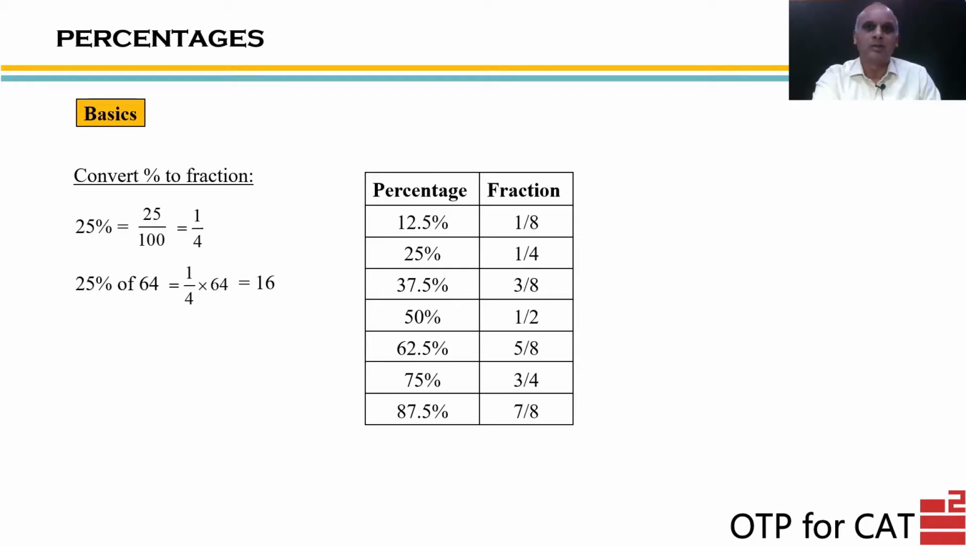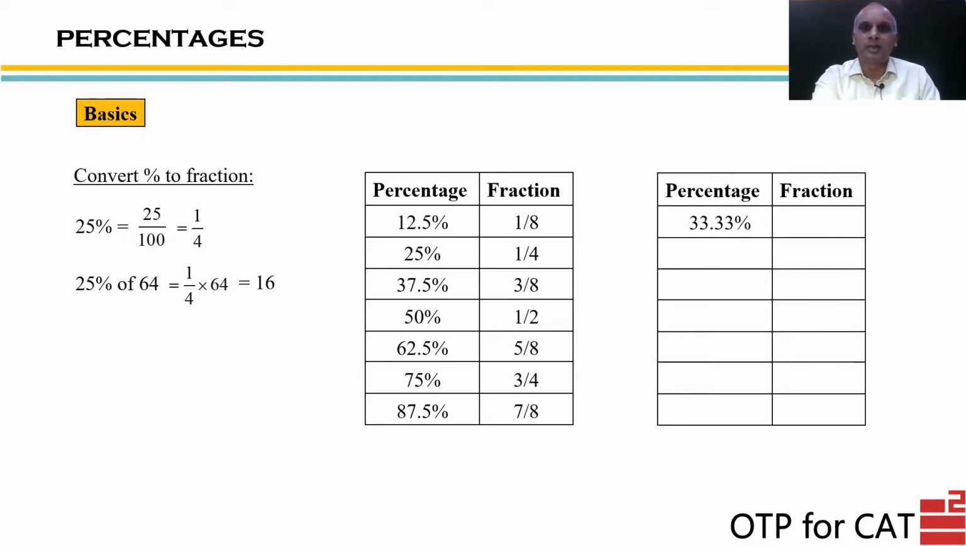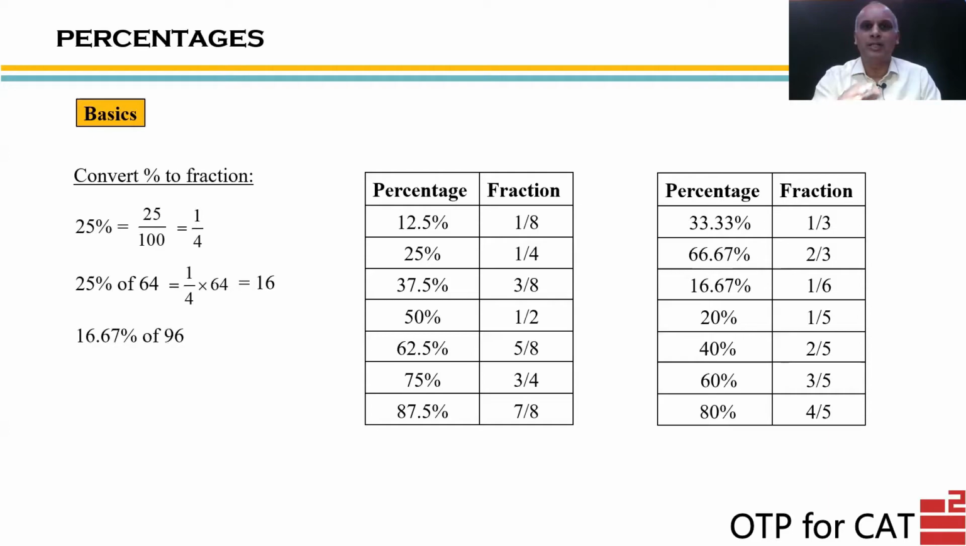Likewise, there are a couple of more percentages and corresponding fractions, like 33.33% is 1/3. Similarly, 66.66 or 67% is 2/3. 16.67%, which is half of 33.33%, will be obviously half of 1/3, and that means 1/6. 20% likewise you should know is 1/5. 40% is therefore 2/5. 60% is 3/5, and 80% is 4/5. So you should know all these fractions of the percentage figures.